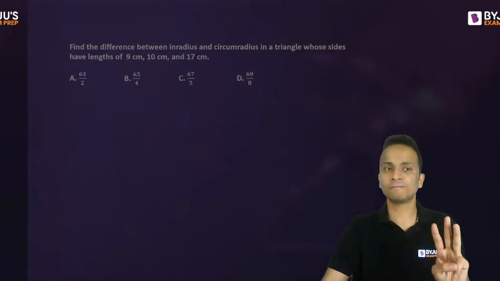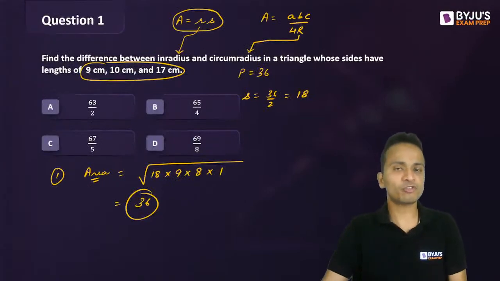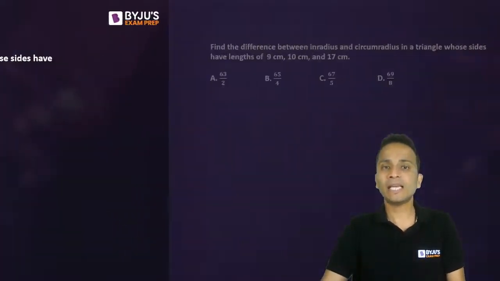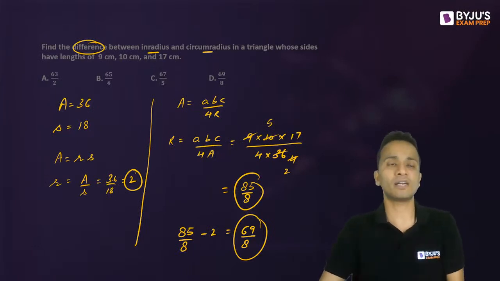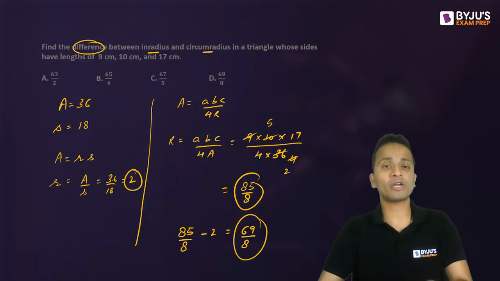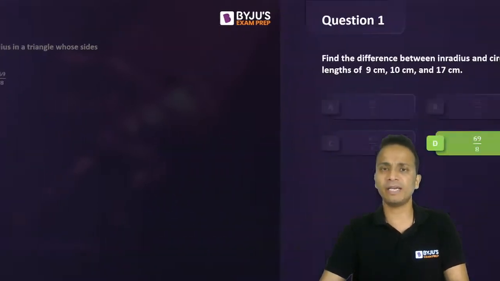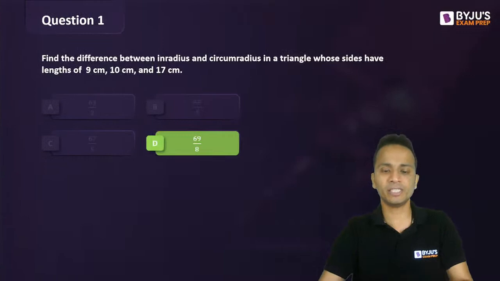seen three things. One is finding the area of the triangle using Heron's formula. Second is finding the area of the triangle using inradius, and the third is using circumradius. Okay, so एक साथ, simultaneously, three of the formulas for area of the triangles were used in a single question. That is good for your understanding. Okay, so keep this in mind. So the correct answer is 69 upon 8.